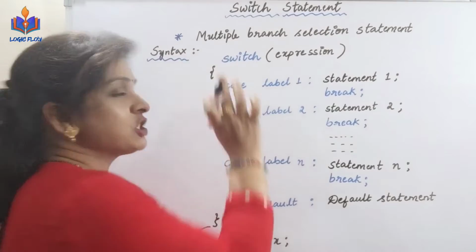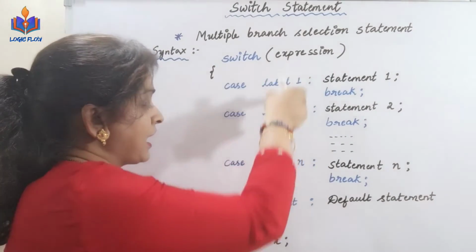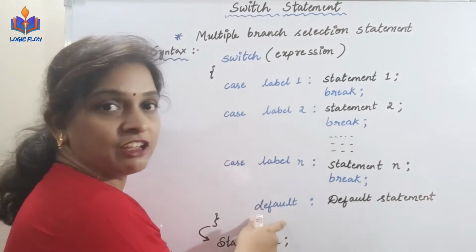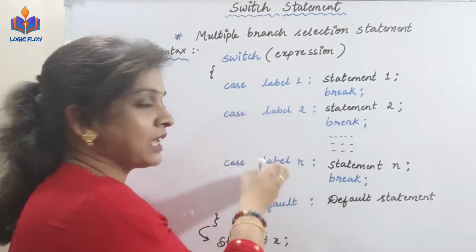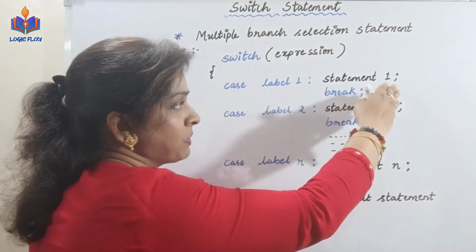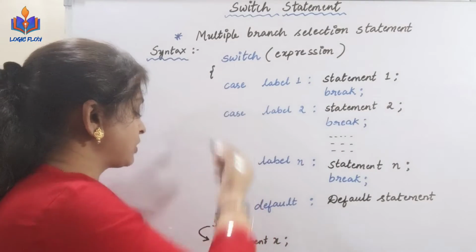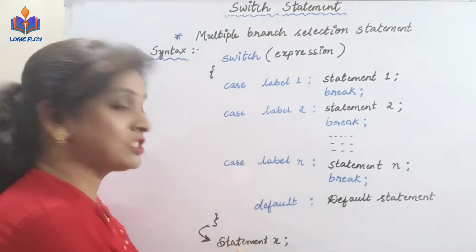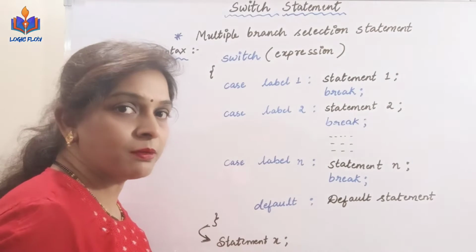It is the keyword switch followed by an expression, open and close braces, n number of case labels and a default statement. The switch value gets matched with the case labels, the respective statements get executed, and a break causes an immediate termination from the switch block, and the control goes to statement X, that is outside of the switch statement, whatever statements we have in the program.